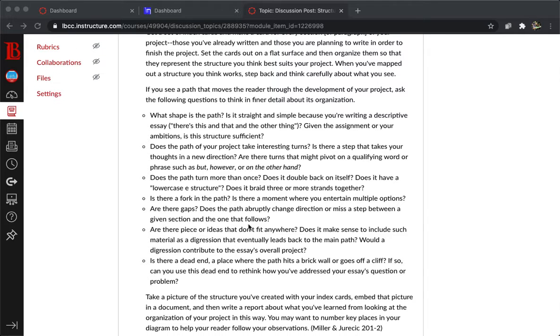Does the path turn more than once? Does it double back on itself? Does it have a lowercase e structure? Does it braid 3 or more strands together? So just a note about this, the lowercase e: if we look at the shape of a lowercase e, it starts at a point in the middle and it kind of circles around.